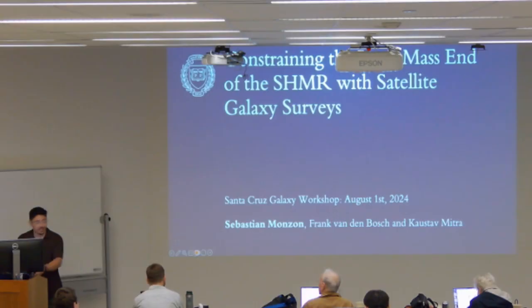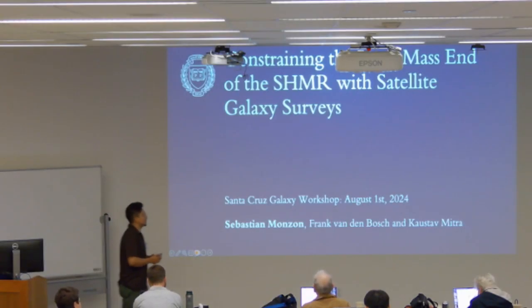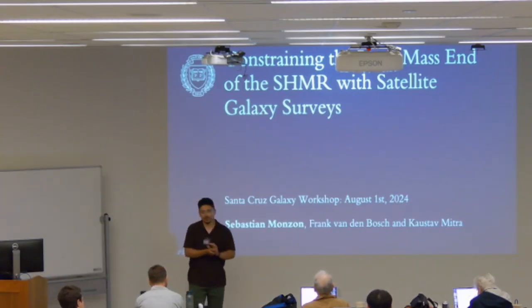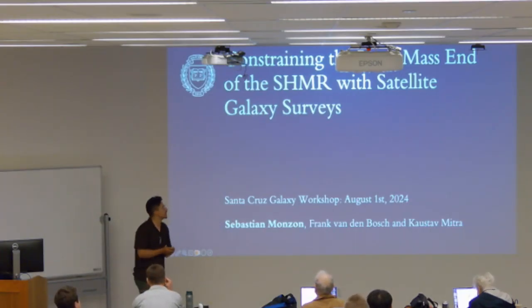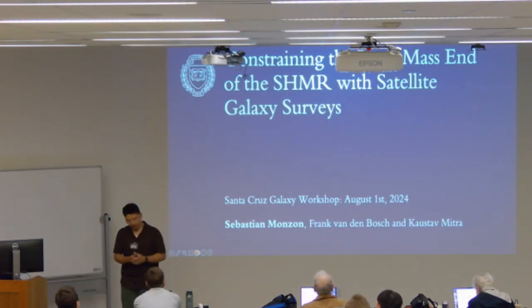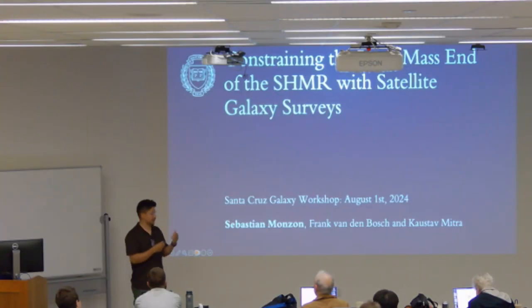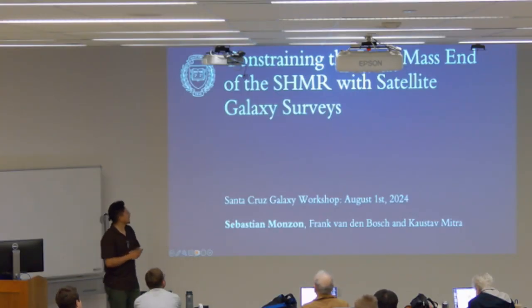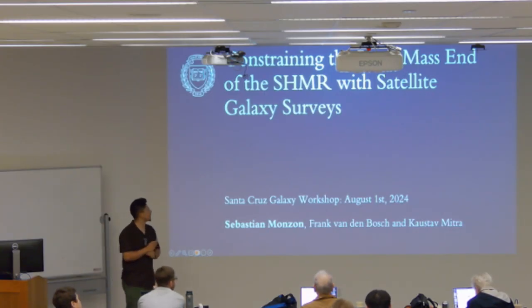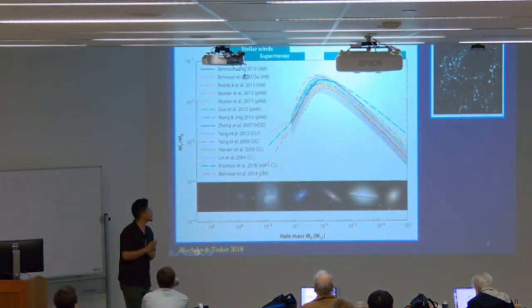Thanks, Barry and Arthur and Peter for a great introduction on the Galaxy Halo connection and dark matter substructure. My name is Sebastian Monzon. I'm a rising fourth-year PhD student working with Frank at Yale. Today I'm going to be talking to you about constraining the low mass end of the stellar halo mass relation with satellite galaxies.